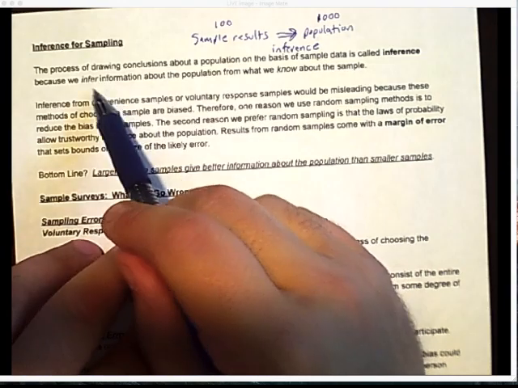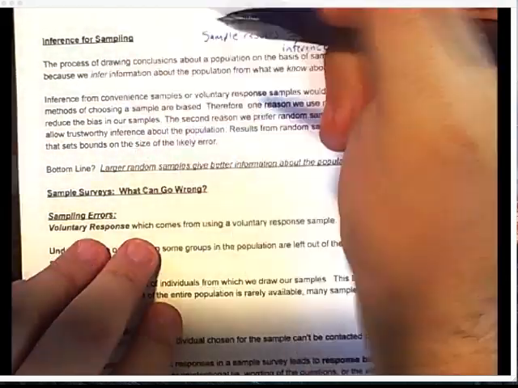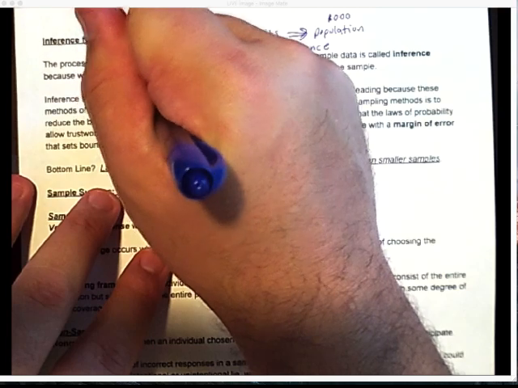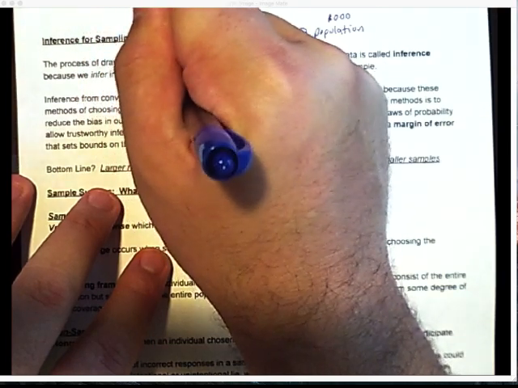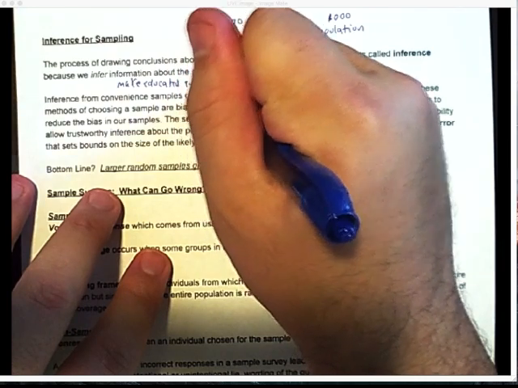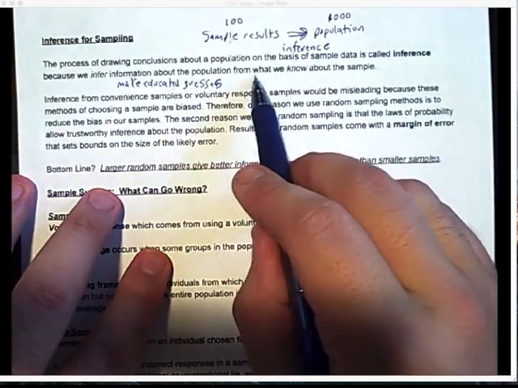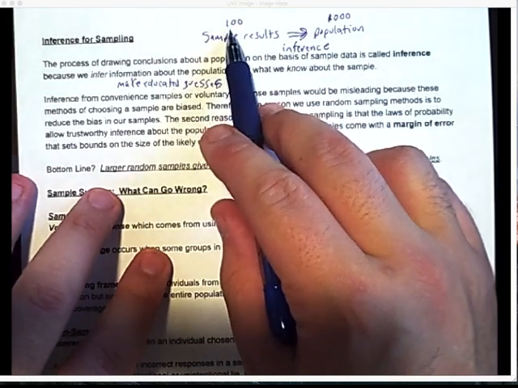Why is it called inference? Because we infer, which basically means make educated guesses. They're educated because they come from a sample, but we infer information about the population from what we know about the sample.